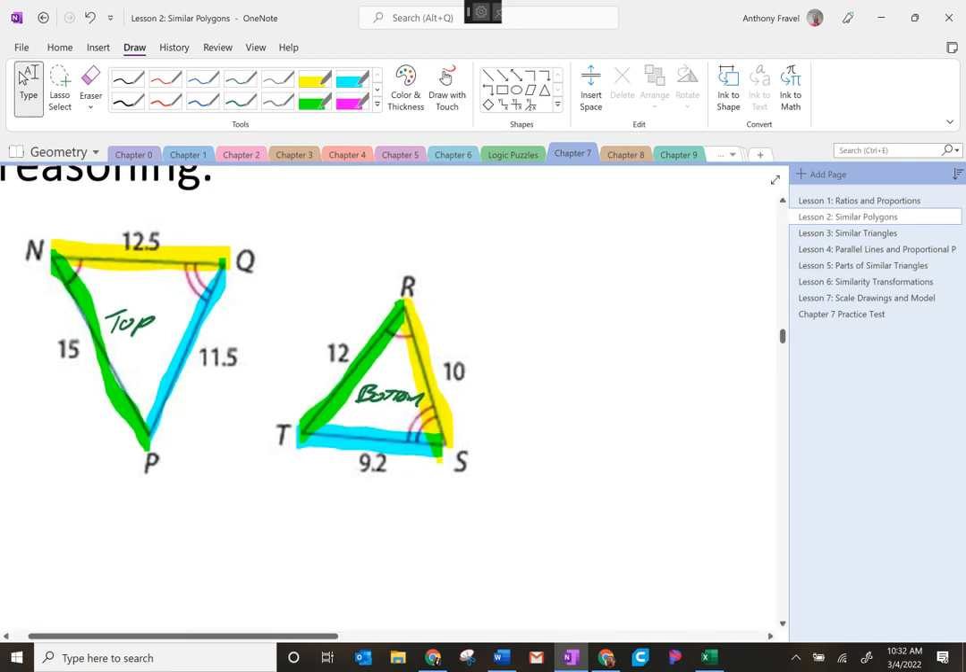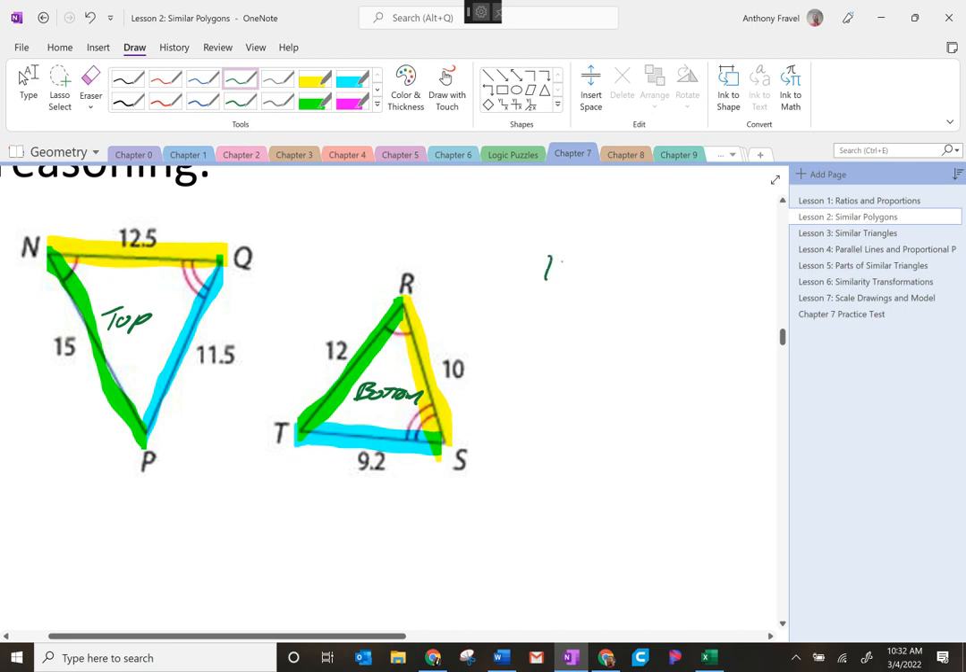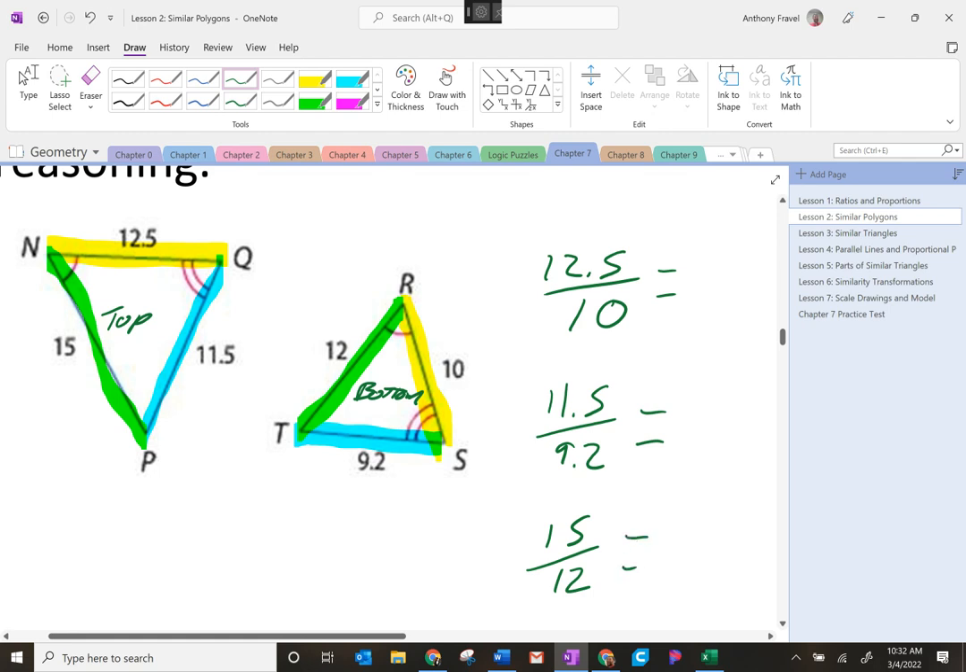So looking at those ones, I'm going to do 12.5 over 10. My yellow ones are going to go together. My next one is going to be 11.5 over 9.2. And then my last one will be 15 over 12. The great news is you've got a calculator, you can punch these in real quick. I'm going to make it so my bottom number is 1 every time. So this will be 12.5 divided by 10, 11.5 divided by 9.2, and then 15 divided by 12.